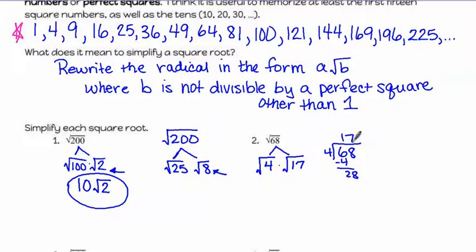So once we have it split, double check: is the 17 divisible by anything else on that list besides 1? No. 17 is a prime number. It's only divisible by itself and 1. Okay, now we simplify. The square root of 4, a perfect square, becomes a whole number 2. And the square root of 17 stays as is.